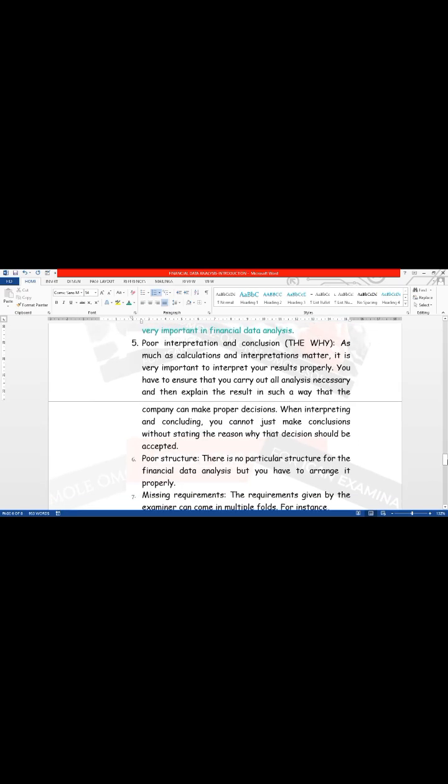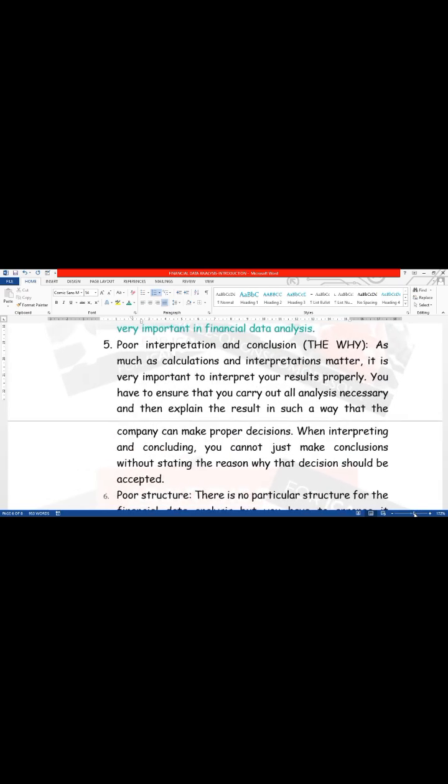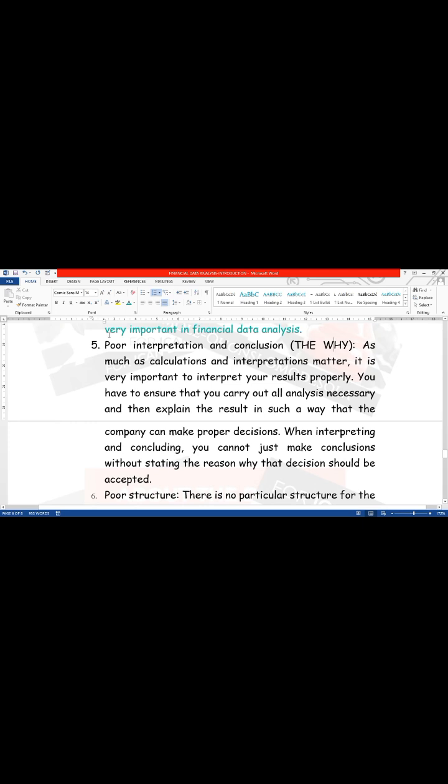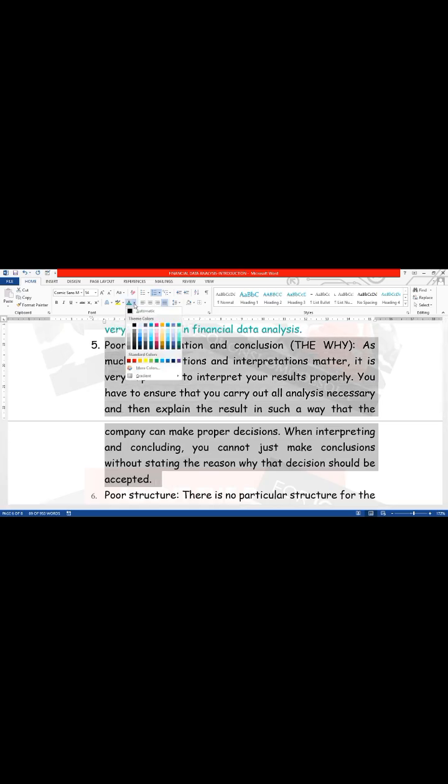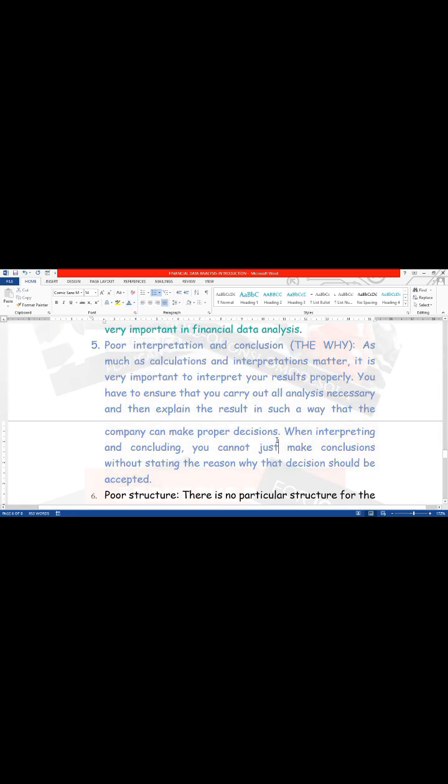Another issue again is poor interpretation and conclusion. Very poor interpretation can actually be a problem. Poor interpretation and conclusion too is a big problem. So as much as calculations matter, it is very important to interpret your results properly. You have to ensure you carry out all the analysis that is necessary, and then explain the results in such a way that the company can make proper decisions.